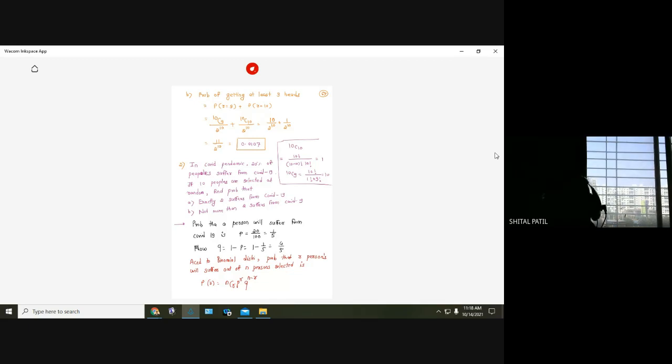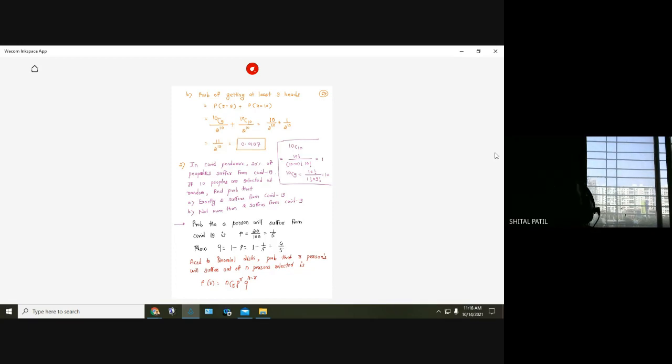So we selected 10 persons on random basis. We have chosen 10 people, and out of them now we want to check whether 3 people are affected or not. What is the probability that 4 people are affected? What is the probability that all the 10 people are affected?